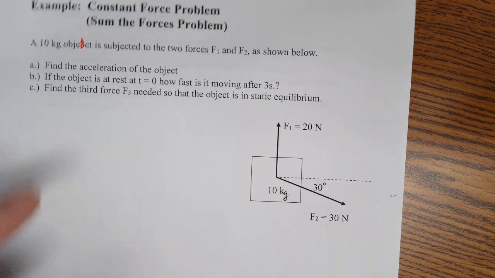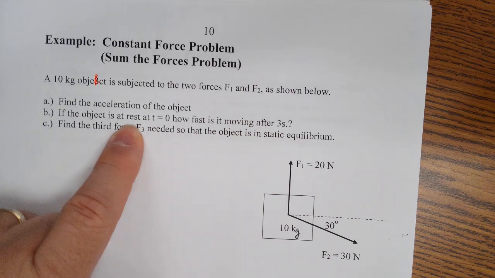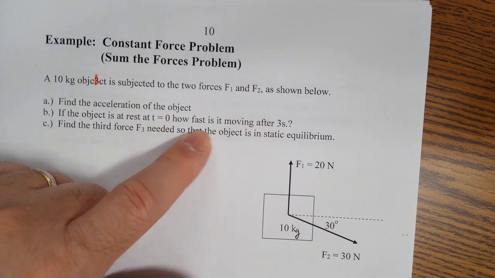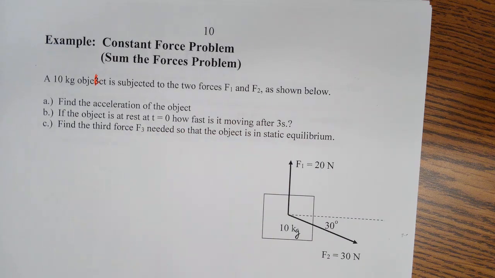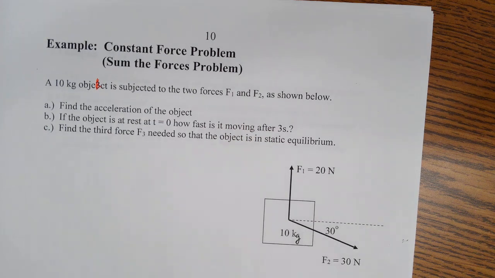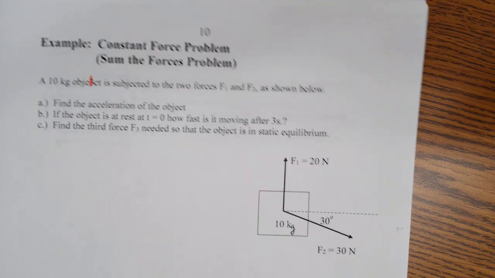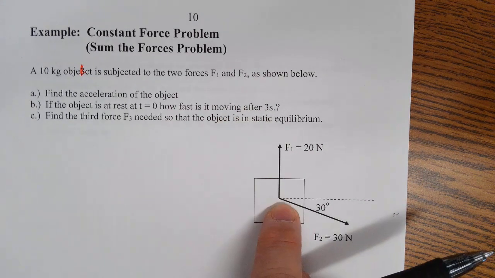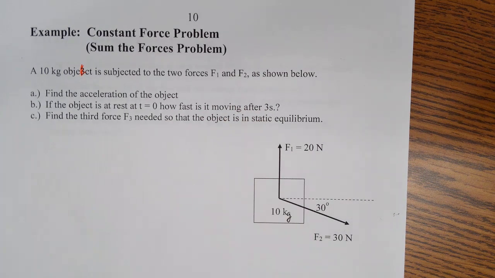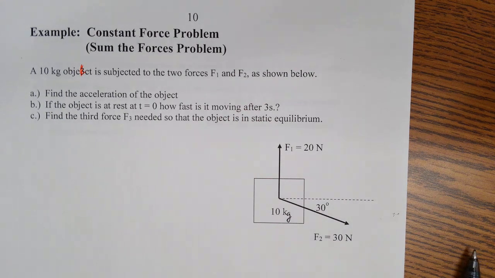So they want to know what is the acceleration of the object, and if the object starts at rest at t equals 0, how fast is it moving after 3 seconds? And find the third force, F3, that's needed to stabilize this equilibrium. This we did probably in chapter 3. However, to do this, I think the best thing to do is to find all these forces in Cartesian form. I think that's the easiest way to do first. So find the forces in Cartesian form.